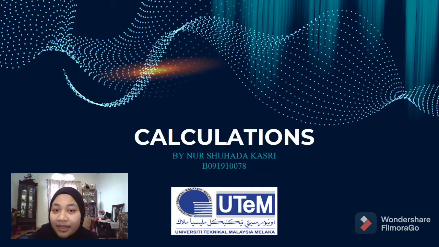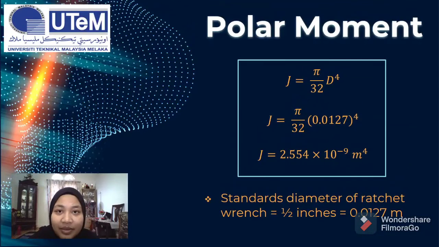Hello, my name is SHUHADA binti KASRI from Bmmm section 1/1. Today I want to explain about the calculations included in this project. First, we have to calculate the polar moment using the diameter of this wrench. We take the standard diameter of half inch, which is 0.0127 meter. For polar moment, we use the formula pi over 32 multiplied by diameter to the power of 4. So we get the value 2.554 multiplied by 10 to the power of -9.